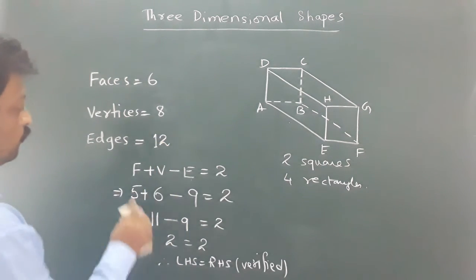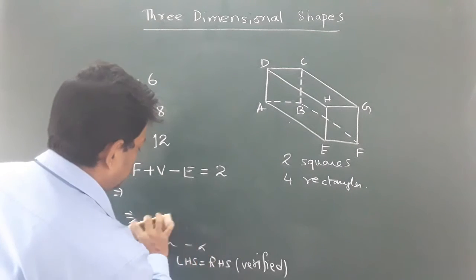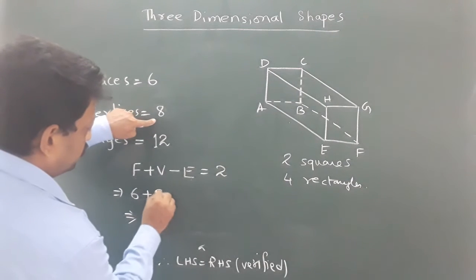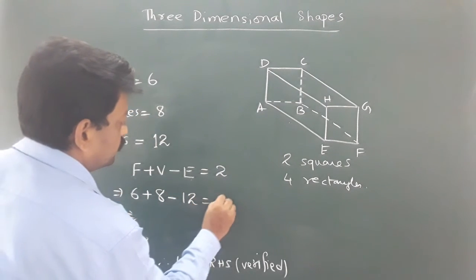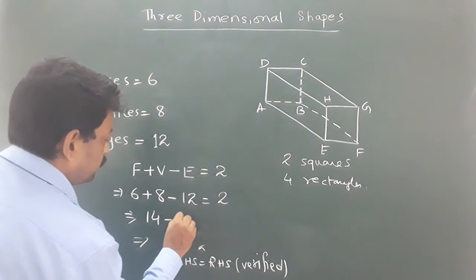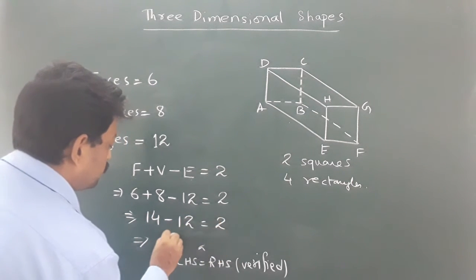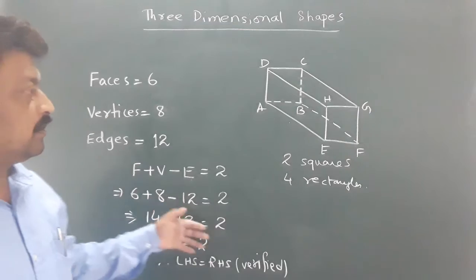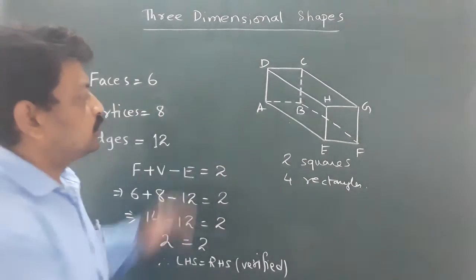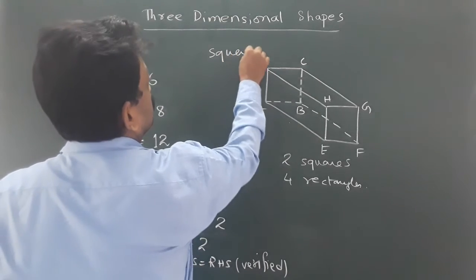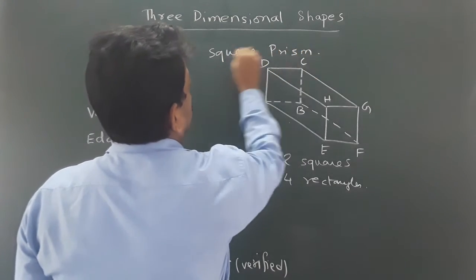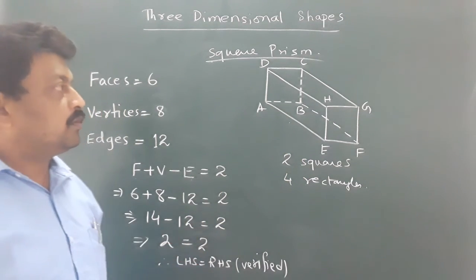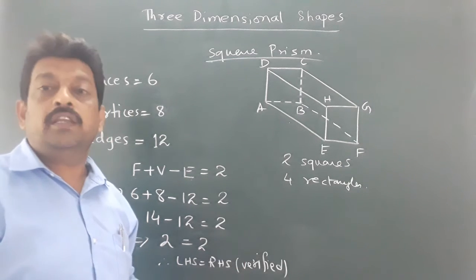Now let us put these values. Let us check whether it is matching or not. F means faces 6, plus vertices 8, minus edges 12. So 14 minus 12 equals 2. That means 2 equals 2. So here we can see that Euler's formula for the square prism is also verified. Understood? So in this way we can verify the Euler's relation for any type of prism.